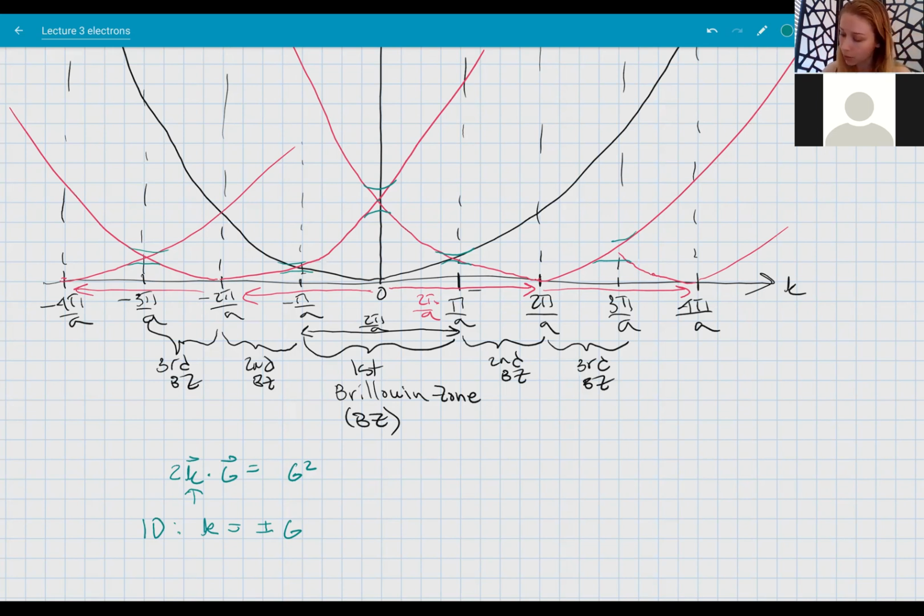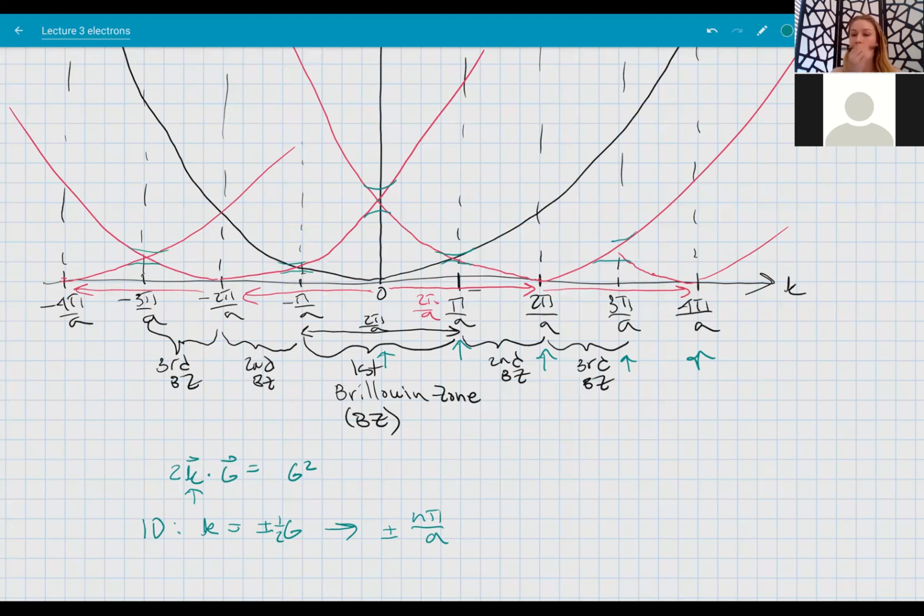So it equals actually 1/2 of plus minus 1/2 g. And then putting that in terms of pi's and a's, this is plus minus n pi over a. So what this equation says is there's special values of k that correspond to 0, pi over a, 2 pi over a, 3 pi over a, 4 pi over a, and also in the negative direction, where electrons will be Bragg reflected if they happen to have that k.